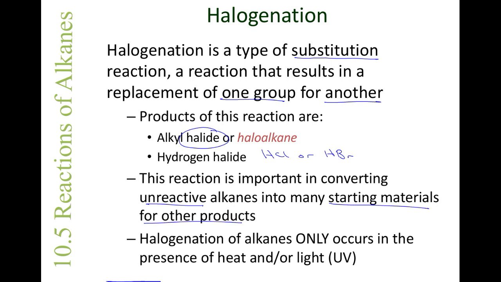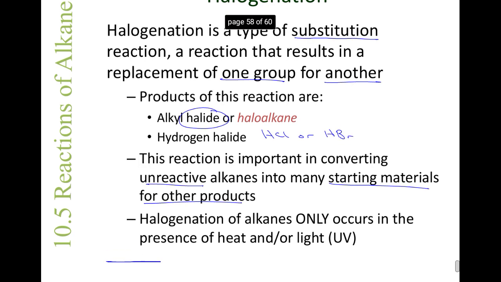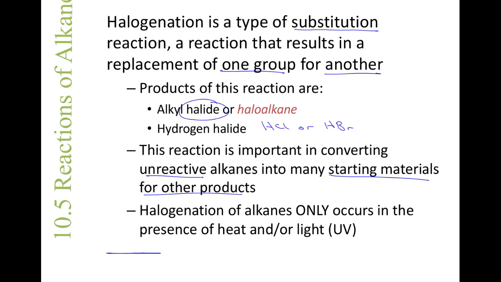So halogenation of alkanes only occurs in the presence of heat or light. You might remember from general chemistry, the Greek symbol that's used to represent heat is delta, like this. And then for light, oftentimes we use h nu to represent light. So you might remember from Chemistry 101 where that comes from.